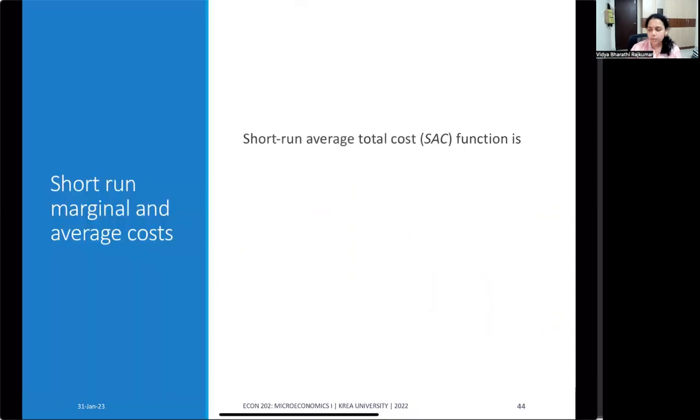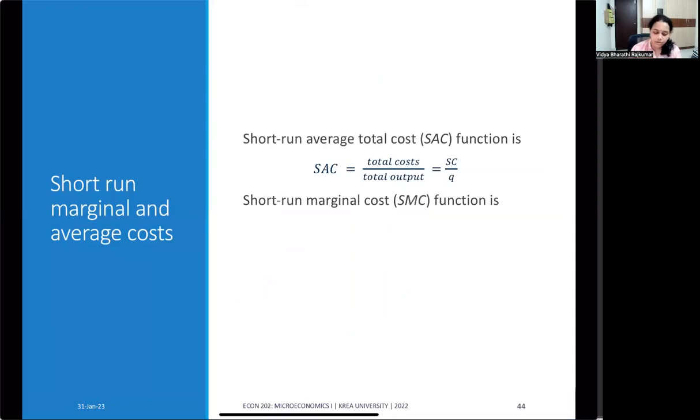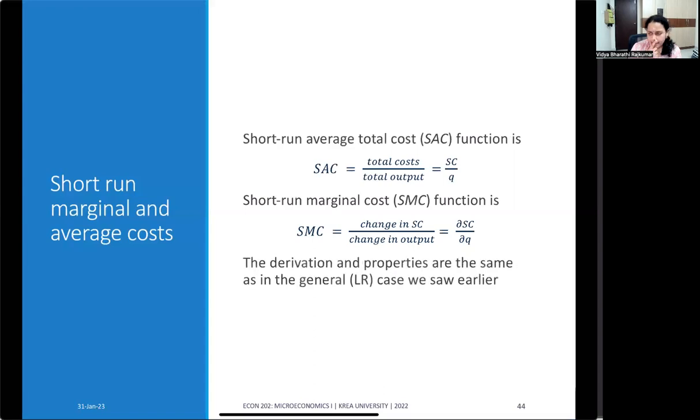So just a couple more terms to pick up along the way. We have a short-run average cost function, which is just your short-run cost function divided by output. We also have a short-run marginal cost function, which is just the derivative of the short-run cost function with respect to the output. And the properties here remain the same as they were in the earlier case that we saw.